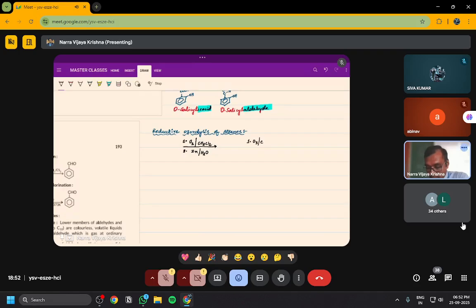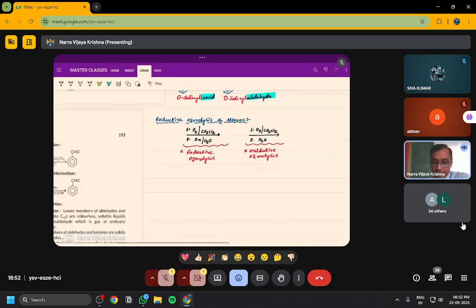I am taking O3, CH2Cl2, followed by hydrolysis. Then this is oxidative ozonolysis. And with zinc, this is called reductive ozonolysis. Any questions?